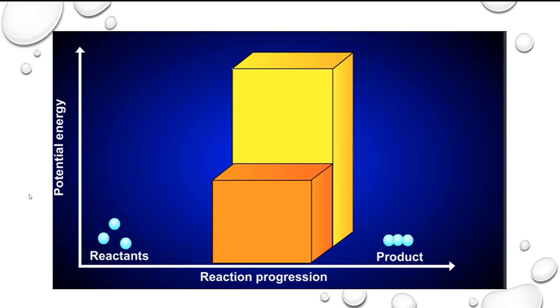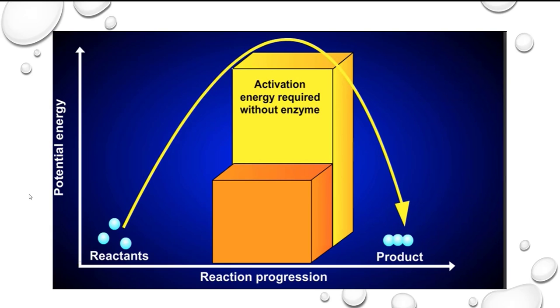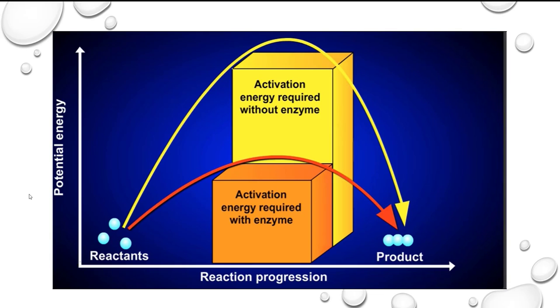The wall that separates them represents the activation energy. You can think of this wall as an energy speed bump. The larger the bump, the slower the reaction. The yellow speed bump represents a chemical reaction without an enzyme, and the orange speed bump represents the same reaction with an enzyme. As you can see, the orange speed bump is a lot lower.